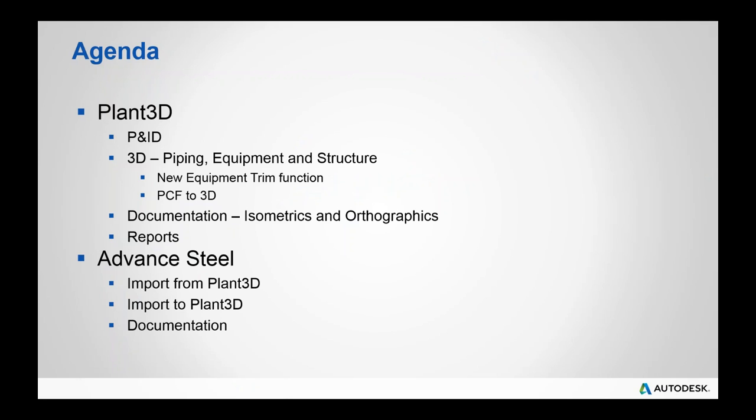So we can bring in a PCF. A PCF is a piping component file. All of the plant packages, not only ours but our competitors, create PCFs to create the ISOs. So we can convert basically a text file of a PCF and then bring that in and convert it to 3D. So if our catalogs and specs are also aligned, then it'll be a seamless exercise to go from one package to another. And then flowing through that, we'll create some documentation, do some reports in Plant, and then again, the same thing we'll do with Advanced Steel. So import from Plant, import to Plant, and then create some documentation.